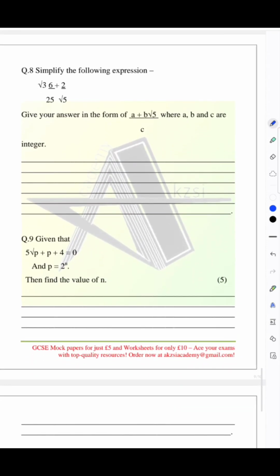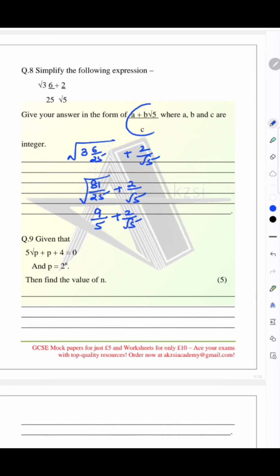Now simplifying the following expression, this is actually a whole root. This is the root of 3 6 over 25, that means if you write this as a mixed number, the question is root of 3 6 over 25 plus 2 over root 5. On simplifying, 25 times 3 is 75 plus 6 is 81. Root it, plus 2 over root 5. Root of 81 is 9. Root of 25 is 5, plus 2 over root 5.